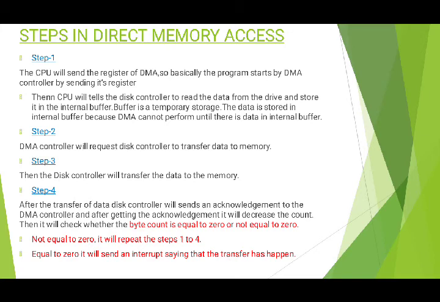Then the CPU will tell the disk controller to read the data from the drive and store it in the internal buffer. Buffer is temporary storage that we have already seen. The data is stored in the internal buffer because DMAC cannot perform until there is data in the internal buffer. Then step 2, the DMA controller will request. Requesting is the second step. It requests the disk controller to transfer data to the memory.